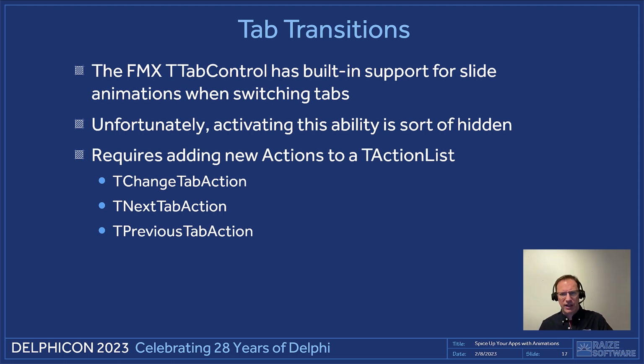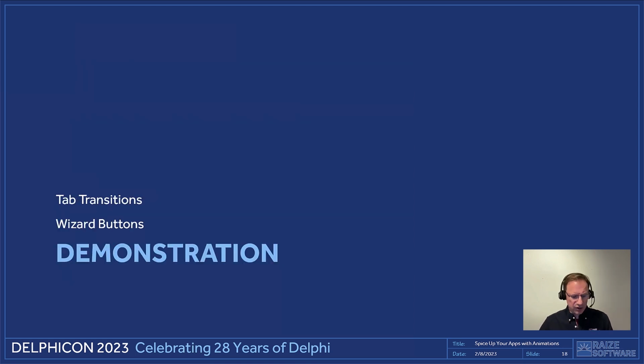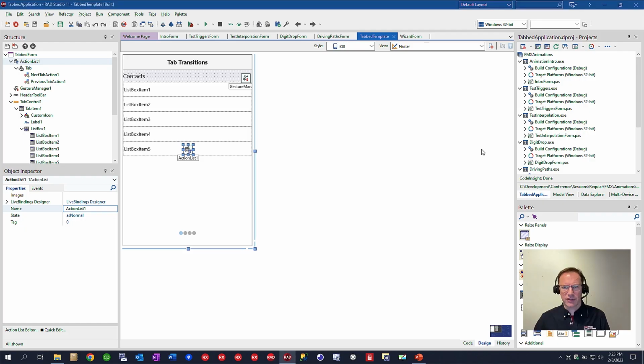And that's where the standard actions of next tab action and previous tab action can become really valuable because they have built-in slide transitions. So let's take a look at that as well as another wizard example I have. But first, we'll look at this tab. I have a simple application with a list box of items.